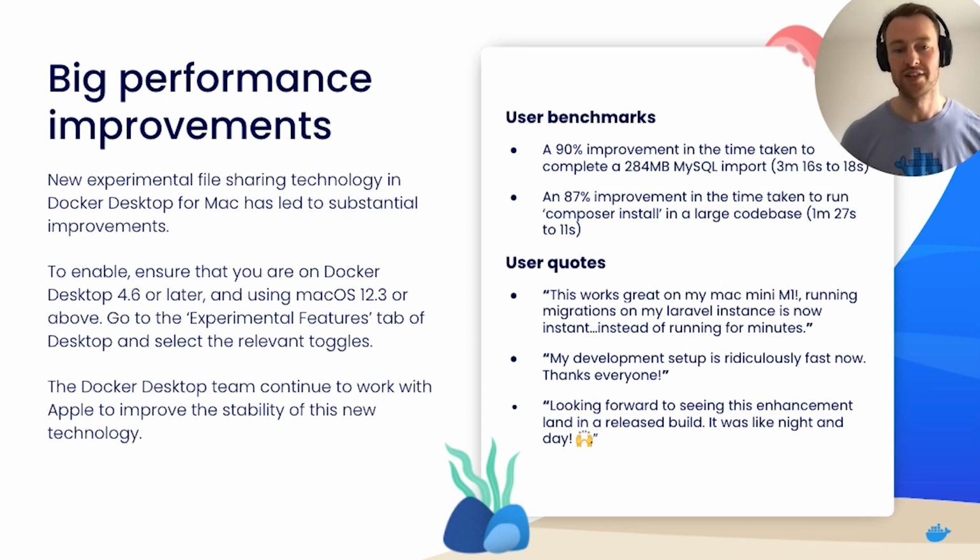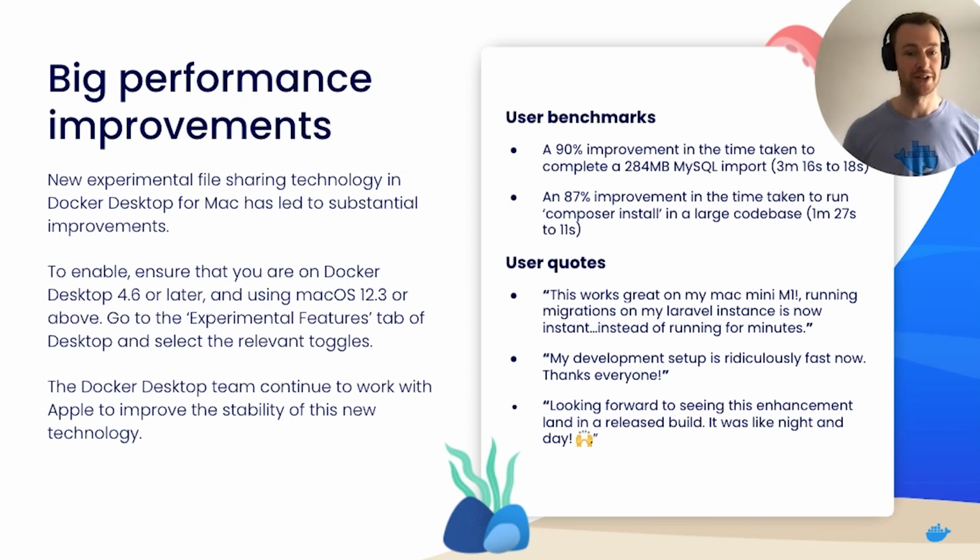Enabling VirtioFS is incredibly easy. You literally just have to select a couple of toggles within the Experimental Features tab of Docker Desktop. However, you must ensure that you're using Docker Desktop 4.6 or later, and a version of macOS greater than or equal to 12.3. Our hope is to make VirtioFS the default file sharing mechanism on Docker Desktop for Mac in the very near future, and we'll continue to work towards that goal.